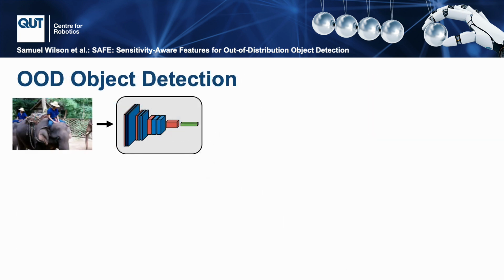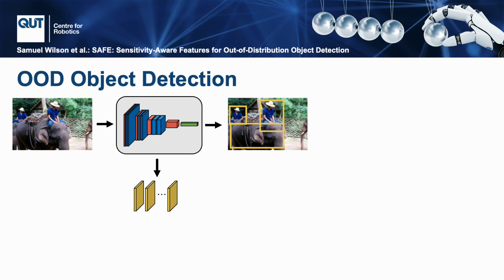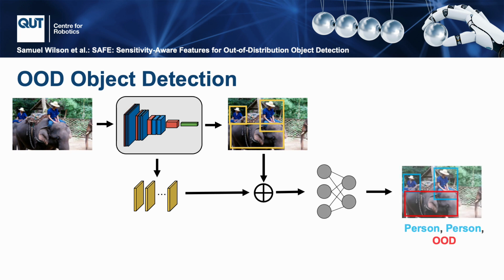During testing, we repeat the same process of safe layer feature extraction combined with region of interest pooling, using the auxiliary MLP to detect if a sample is out of distribution or not.